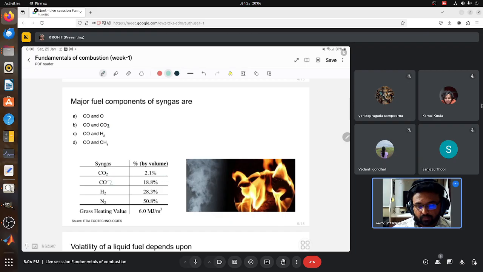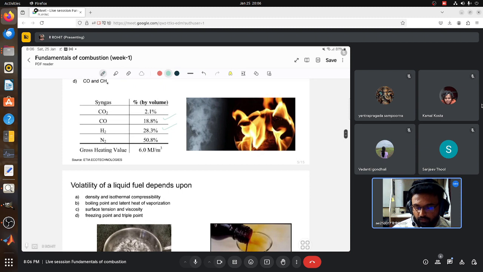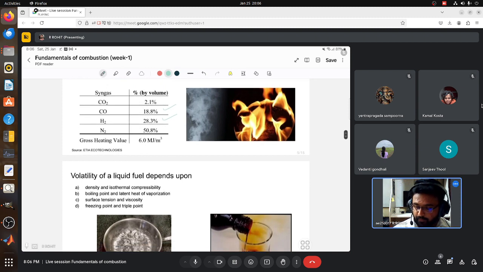From this you can see the first major component is hydrogen, and the second is carbon monoxide. So you have carbon monoxide and hydrogen. Your correct answer will be H2 and CO. Yeah, that's correct.